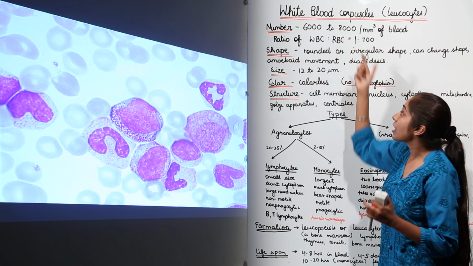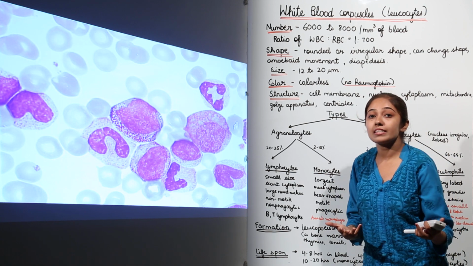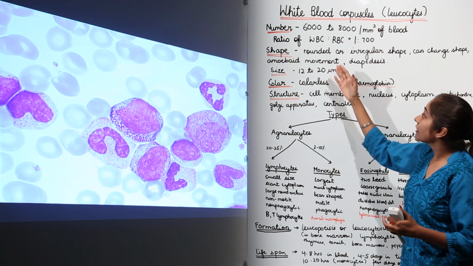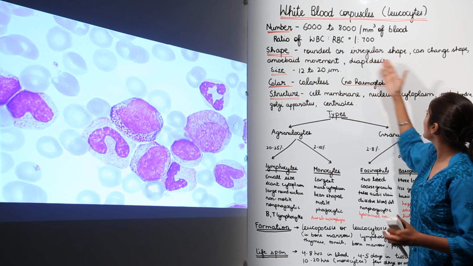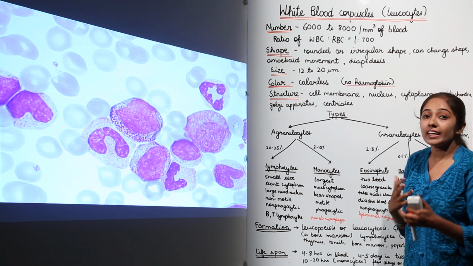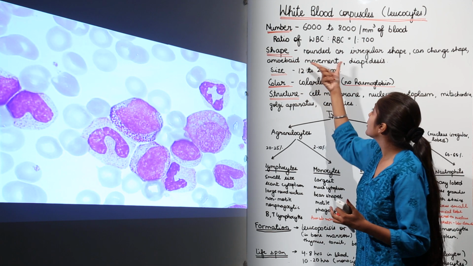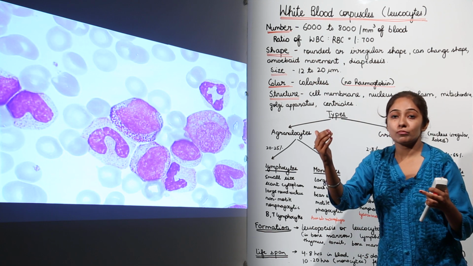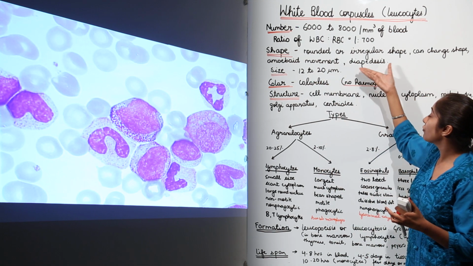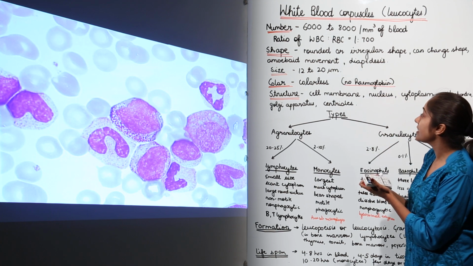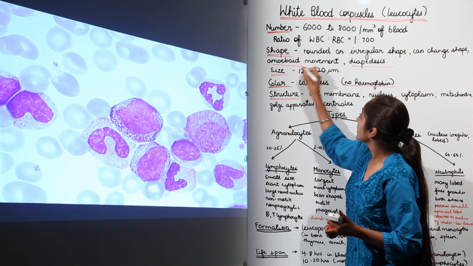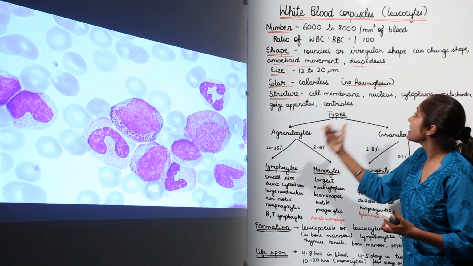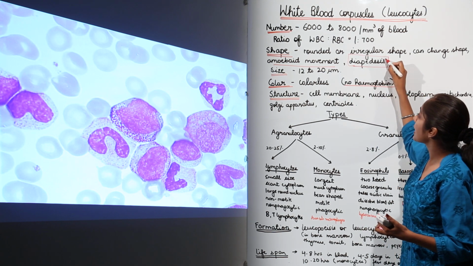The RBCs are much larger in number, the most abundant cells of the body, as compared to WBCs, which are quite less in number. They are rounded or have irregular shape, and they can change their shape like an amoeba. So they can show amoeboid movement also. Because of this shape and movement, they can squeeze out from the blood capillaries, and this phenomenon is known as diapedesis.